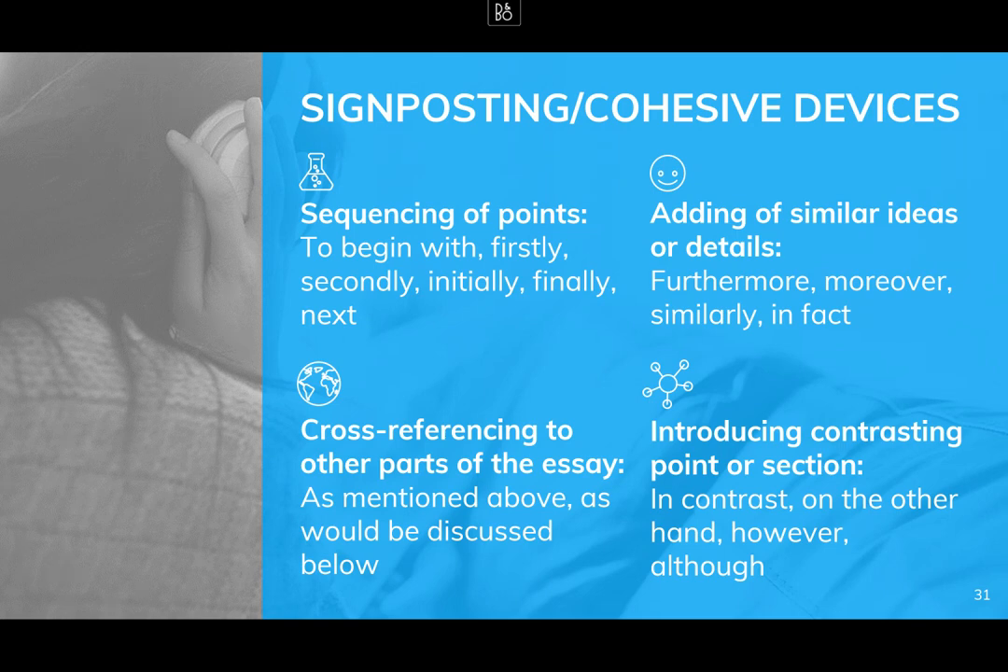So think of it like a needle and a thread. Okay, when you're trying to stitch different patches of cloth together into one big piece, you think of signposting in the same way. You use these words to link all the different parts in your essay together.